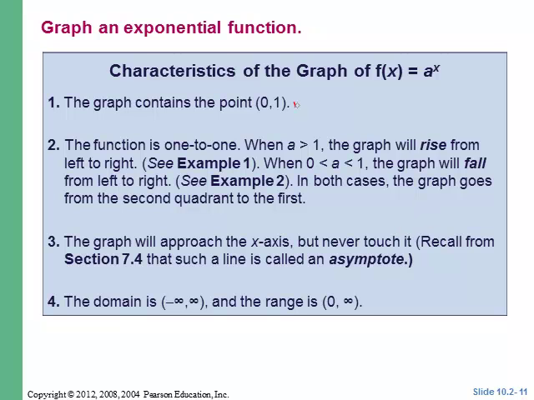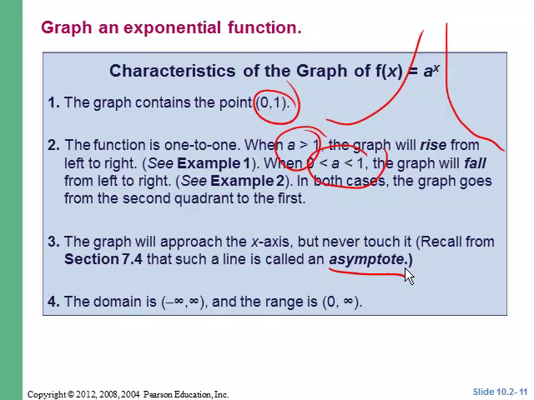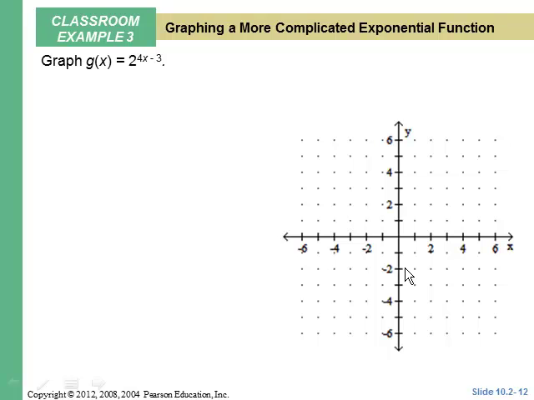It will always contain the point 0, 1. It will always rise if A is greater than 1. It will always fall if A is between 0 and 1. Okay, it'll approach but never touch, and we call that an asymptote. The domain will be all the numbers, and the range will be from 0 to infinity.